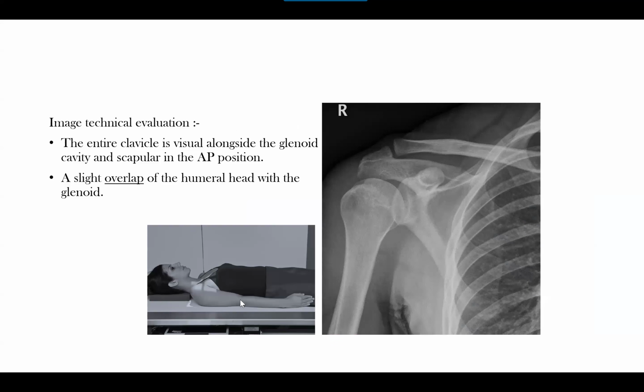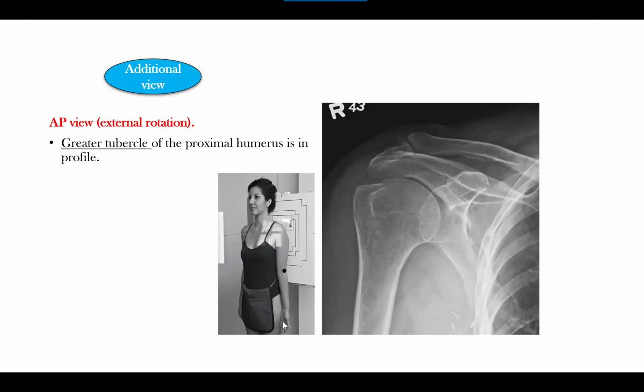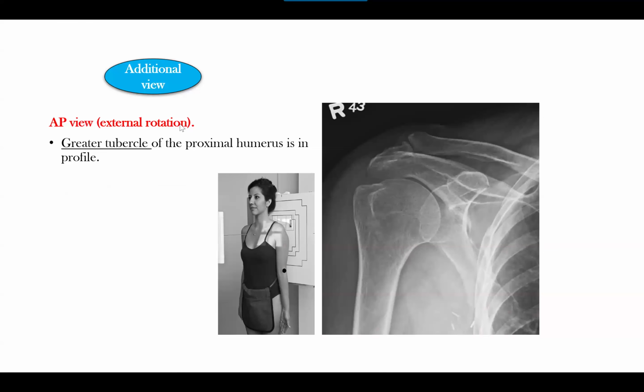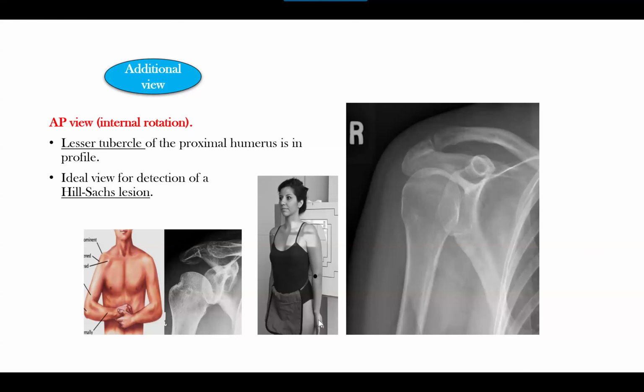During the AB view, the hand should be neutral. The arm should be neutral. Look at the fingers. But sometimes I need external rotation if you are suspecting a greater tuberosity fracture. So AB view with external rotation. Sometimes with internal rotation if you are suspecting something in the lesser tubercle. So if suspecting something in the greater tubercle, external rotation; lesser tubercle, internal rotation.